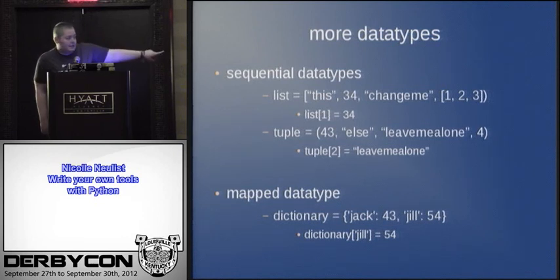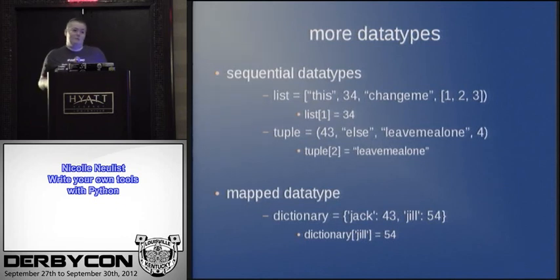There's also a mapped data type called a dictionary. Instead of doing just 1, 2, etc. as your indices, you can define the indices and the values that they map to, the key value pairs.